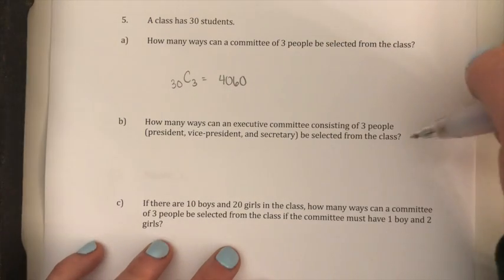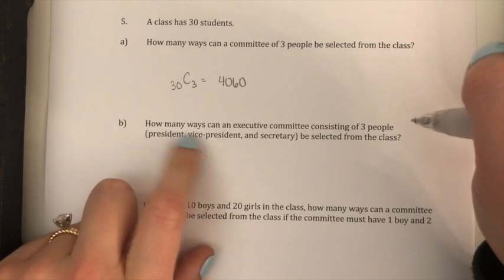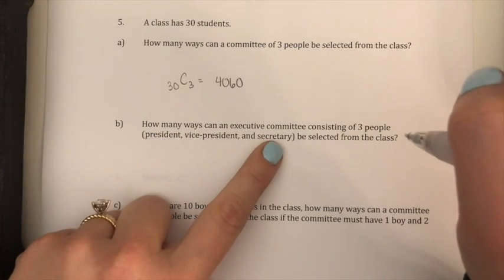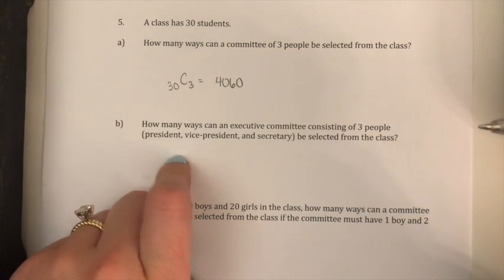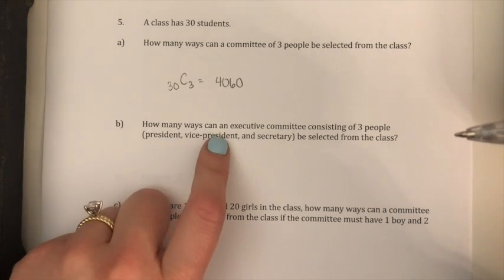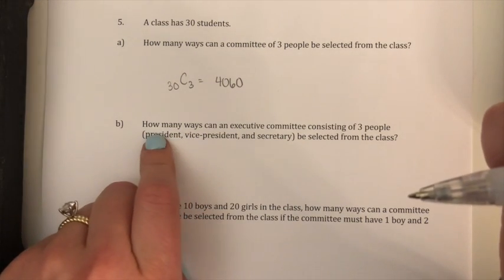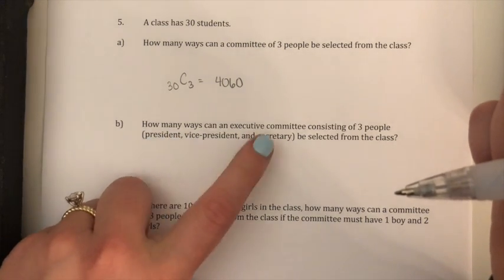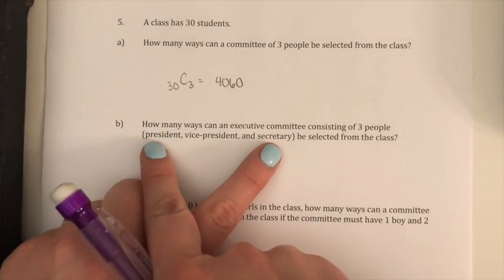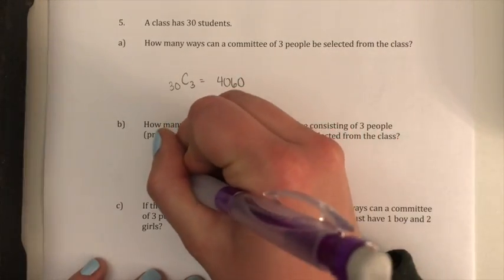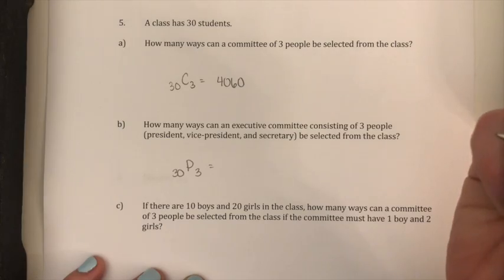Now B is a little bit different. How many ways can an executive committee consisting of 3 people, a president, a vice president, and a secretary be selected from the class? So in this case, the order does matter, because whoever gets picked first is going to be the president, whoever gets picked second is the vice president, and then the secretary. So if I get picked for the president and somebody else gets picked for secretary, that would be a different combination than if we switched roles. Okay, so in this case, there's 30 students, and now we're using a permutation to pick 3.